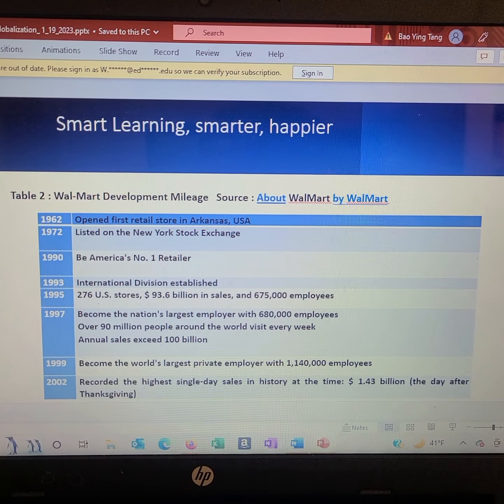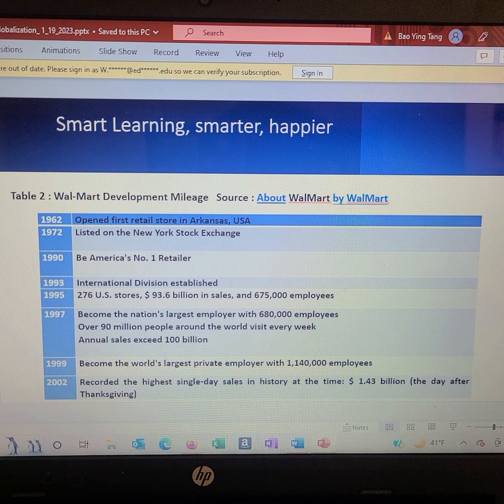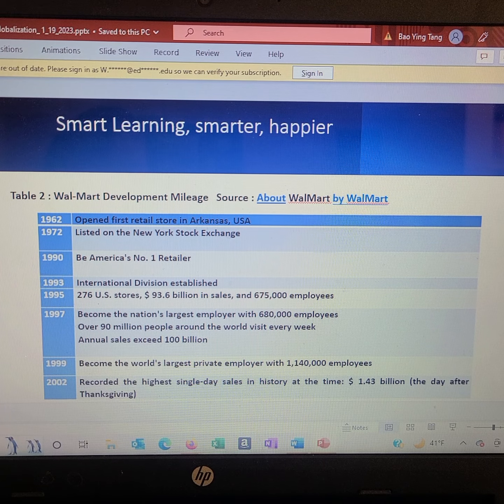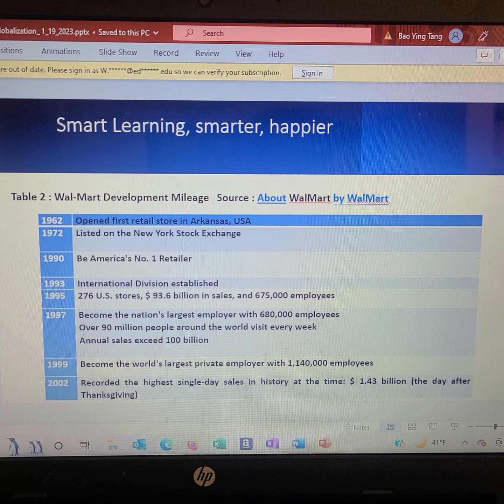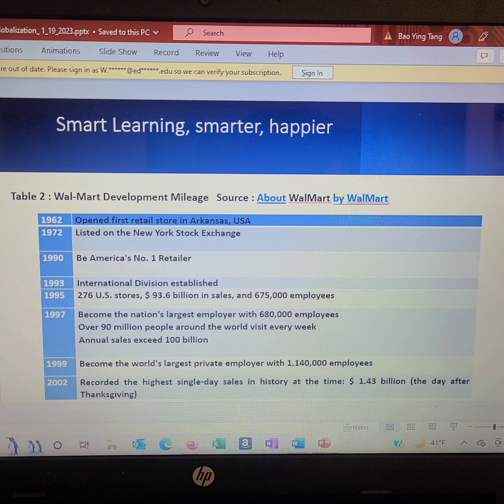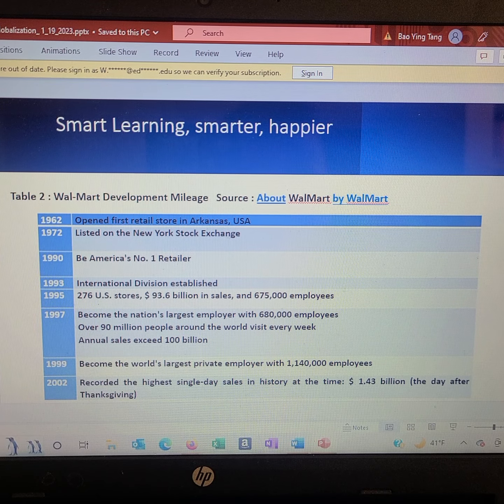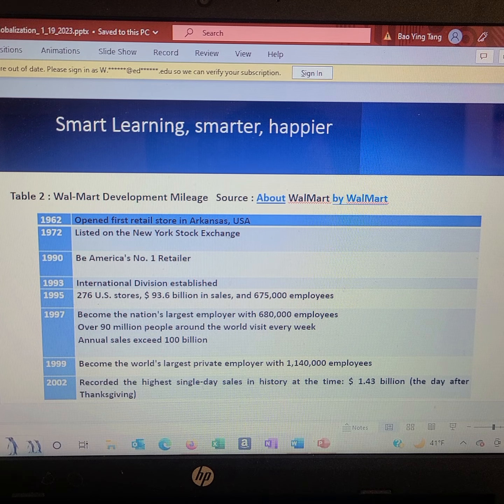With 1,140,000 employees. In the year 2002, it was recorded that it has the highest single-day sales in history at the time. It has 1.43 billion sales after the day of Thanksgiving.